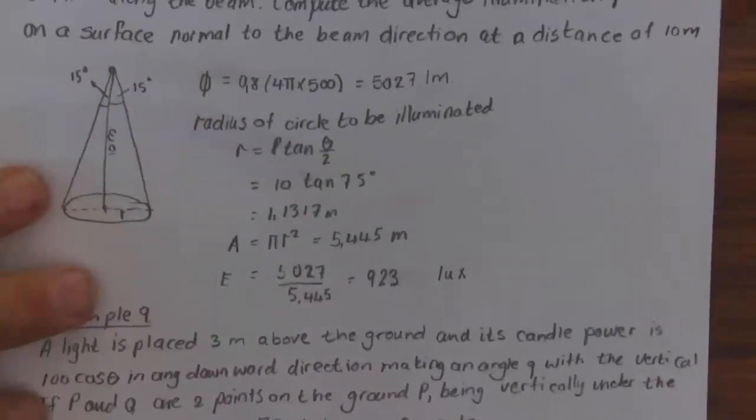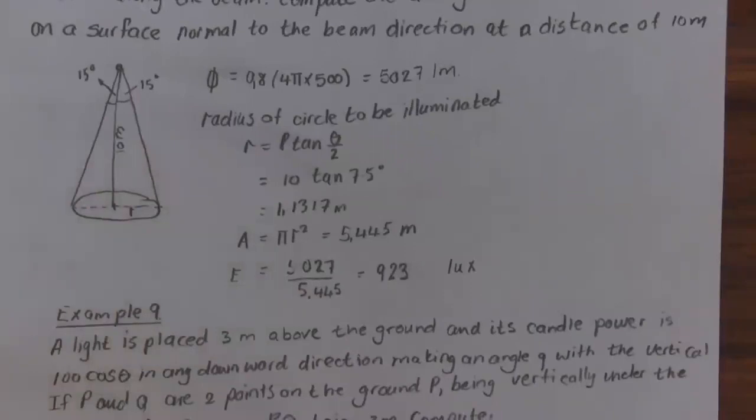Now the radius of the circle to be illuminated, R, is L tan theta over 2, which is 10. Sorry, it's not P, it's L, I'm writing ugly. 10 tan 7.5, which gives us 1.1317 meters. And therefore the area is pi r squared, which is 5.445 square meters. And therefore E is 5027 divided by 5.445, which is 923 lux.